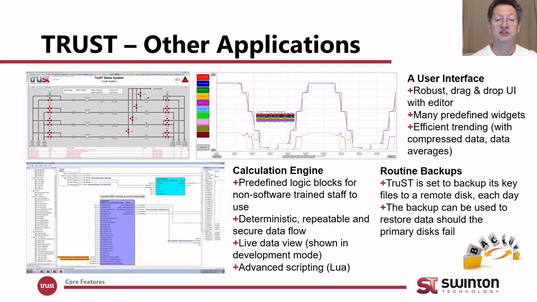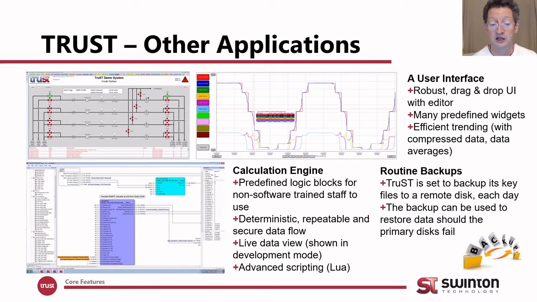Other TruST applications include, top left, you've got the user interface, of course. It's where the operator interacts with the plant. It can click on valves and change process data. It's a tabbed interface. There's a collapsed navigation bar to the left, and you've got alarms banner at the bottom. For our engineers, there's also an editor, which is a drag and drop interface to allow us to create these mimics. We have trending, a robust solution for trending, compresses the data.